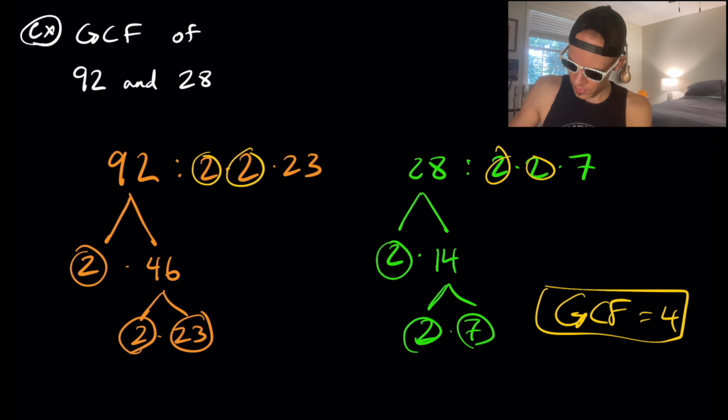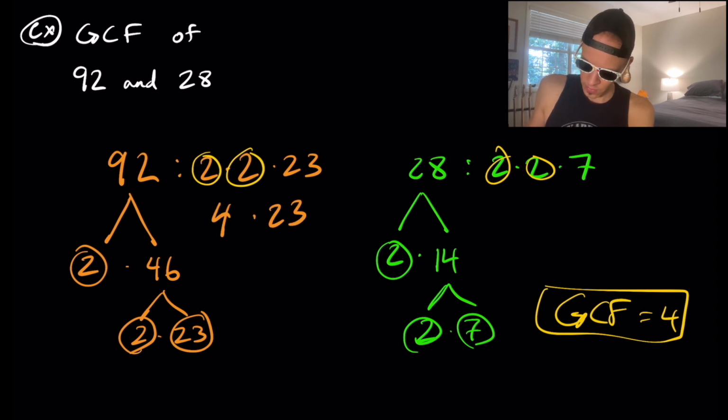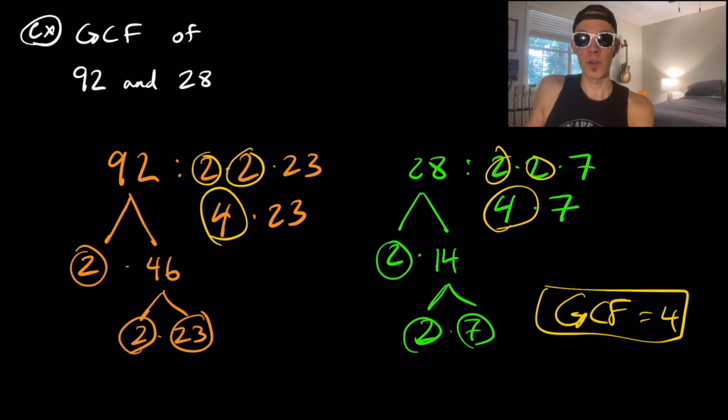And let me just write these a little bit differently. So over here, 2 times 2 times 23, let me write that as 4 times 23. And then over here, the 2 times 2 times 7, I'm going to write that as 4 times 7. So here again, you can a little bit more clearly see that 4 is the greatest common factor.